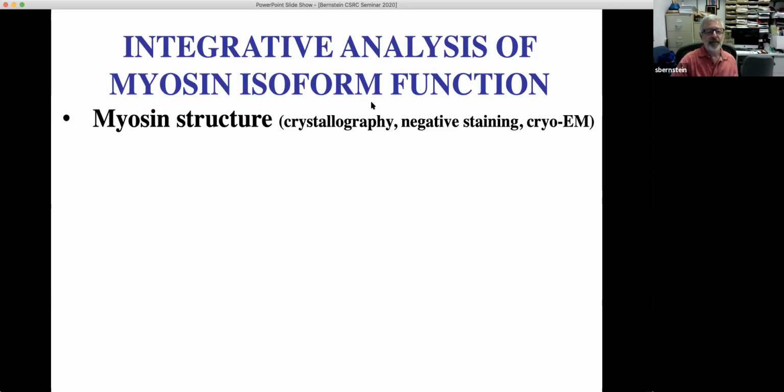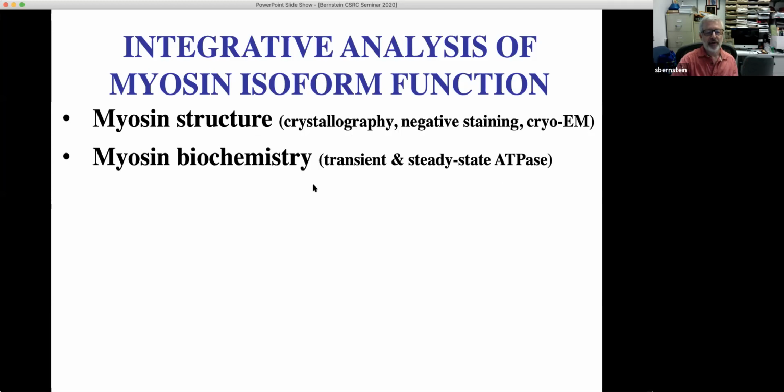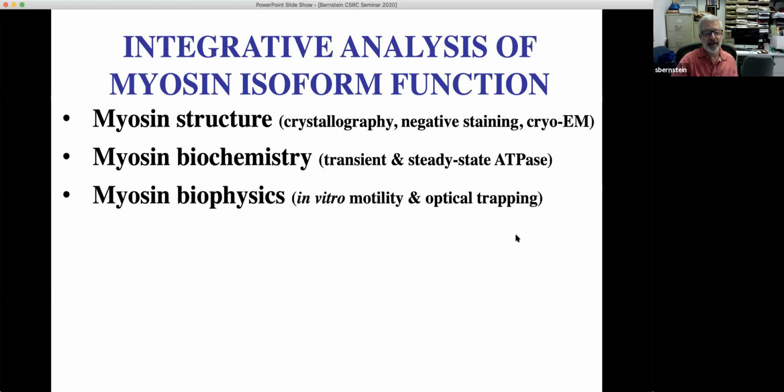So in terms of the integrative analysis, once we express it in the fruit fly, we're actually able to isolate the protein and look at its structure. A lot of this with Tom Huxford in chemistry by crystallography. We've also negatively stained, and we're starting to do cryo-EM for structural analysis. Once the protein's isolated, we could also do biochemistry, transient with collaborator Mike Jeeves, and steady state ATPase assays, as well as actin binding assays.